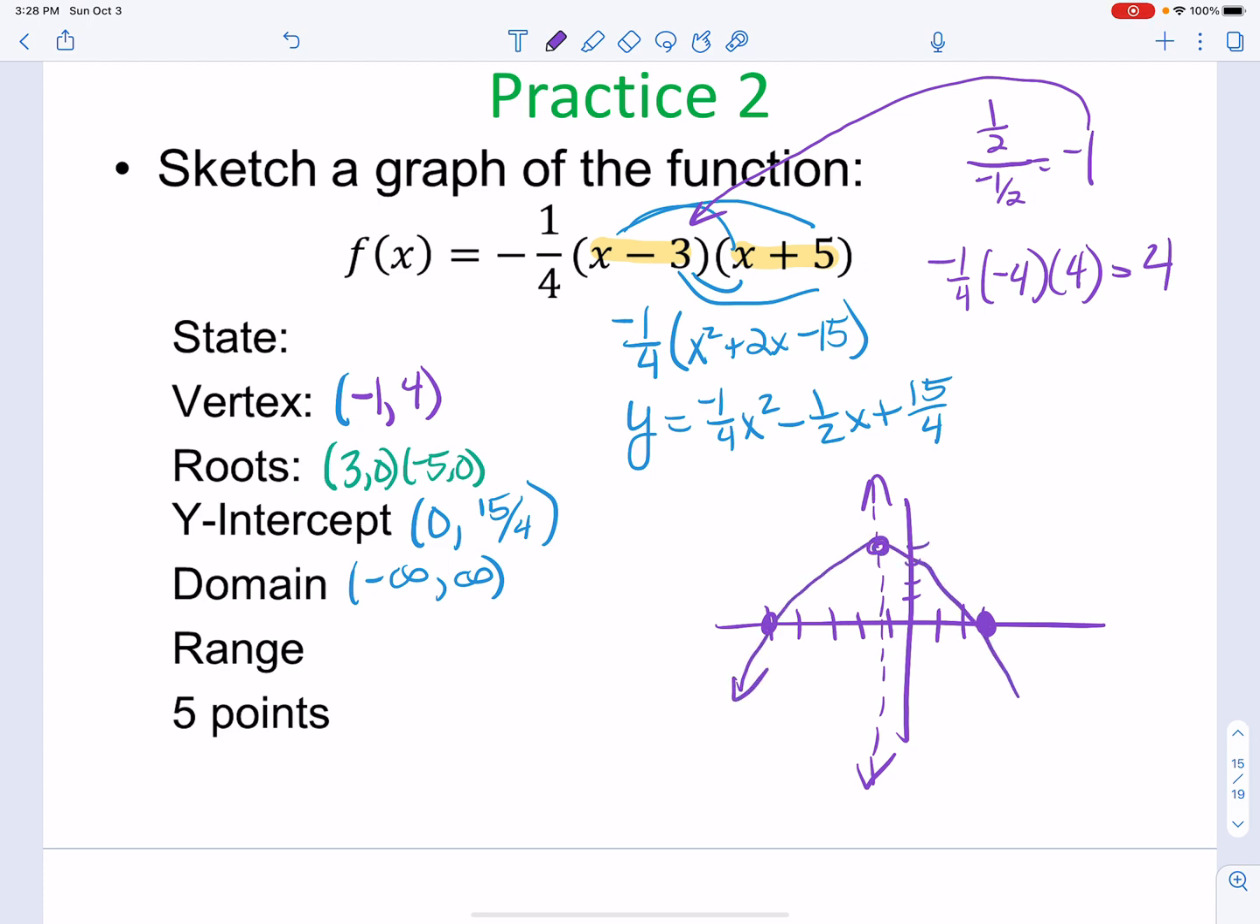Which makes sense. It's going to be pretty wide. So that means that my range is going to go from negative infinity to 4. And then I could find, I've got 3 points. I believe on the test it really truly only asks for 3 points because that's enough to get the shape of the parabola. But you could always just plug in, you know you have a point at (0, 15/4). So then you also have to have a point at (-2, 15/4). Like you could go that way as well.